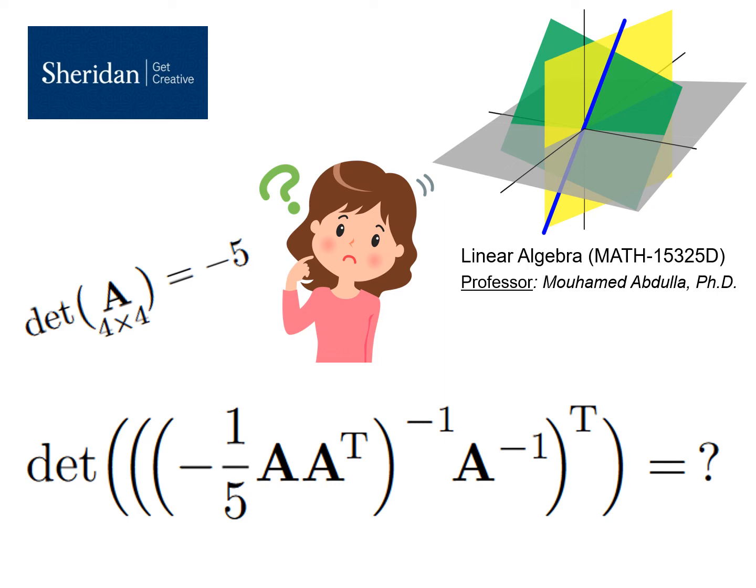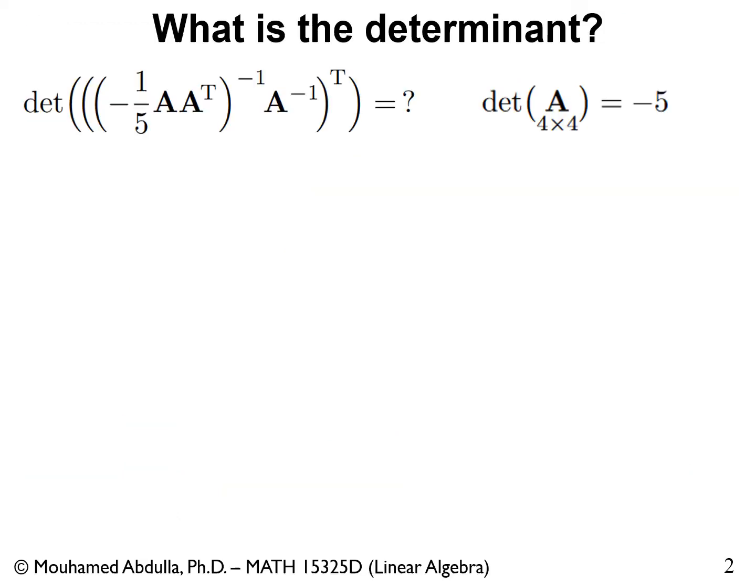Say we're told the determinant of a 4 by 4 matrix A is equal to -5. And we're given this expression where the A matrix shows up in different forms, and we're asked to find its determinant. We want to know what this equals. So we'll see how to go through the process of solving this in this video. Let's begin solving this problem.